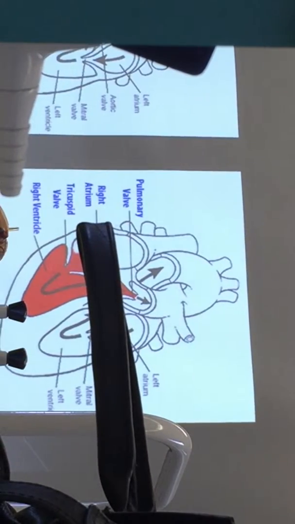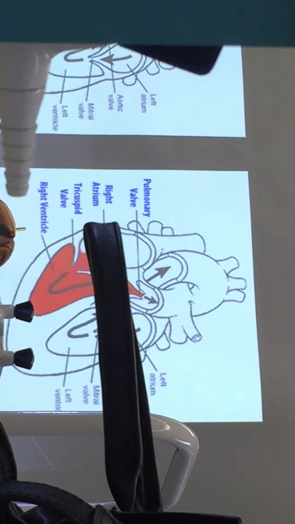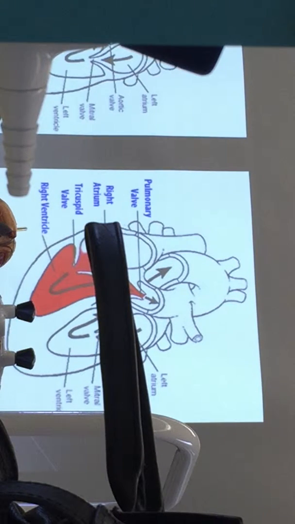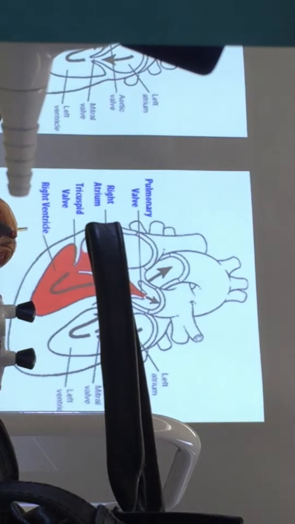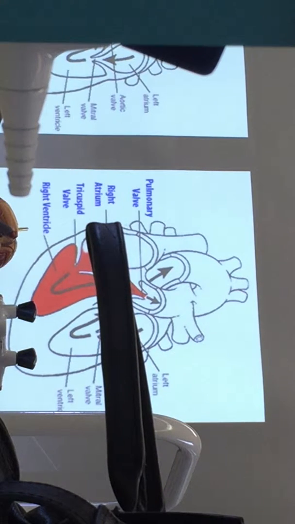And then you have the bottom half of the heart contract. So after the right ventricle, the blood's going to go through the pulmonary valve, so after right ventricle is the pulmonary valve.